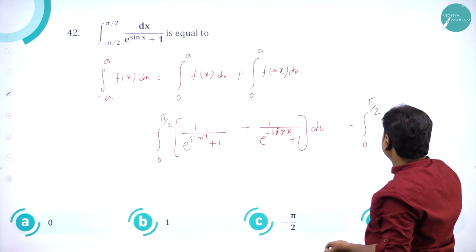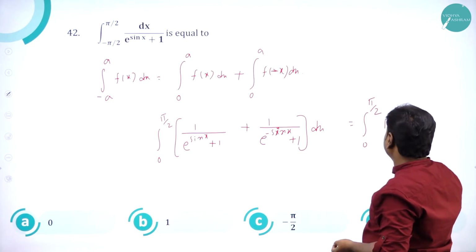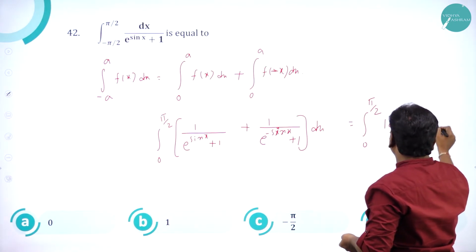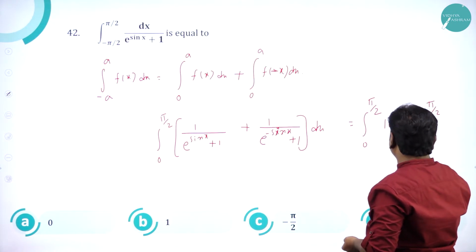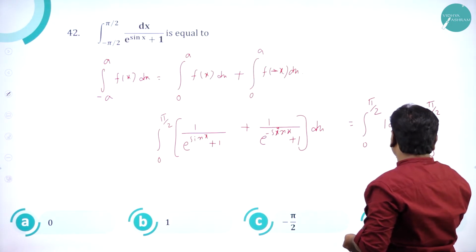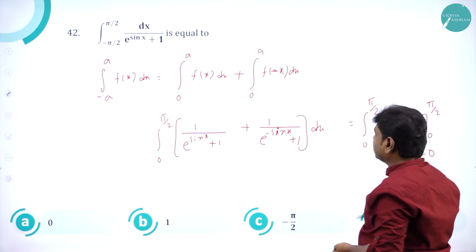So directly integration of 1 dx. What is integration of 1 dx? X from where to where? 0 to pi by 2. Upper limit minus lower limit, if you apply pi by 2 minus 0, answer is pi by 2. Makes your process faster.